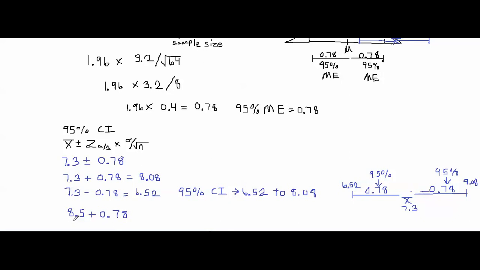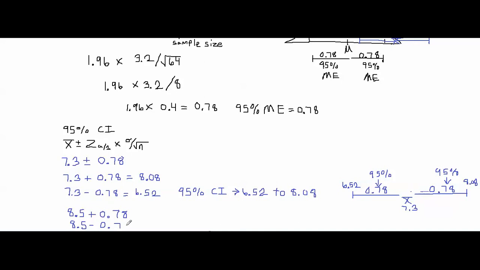So instead of creating an interval around 7.3, I'd be creating an interval around my new sample mean of 8.5, which would mean that the entire confidence interval would change. So just like how the sample mean changes from one study to the next, the confidence interval will change from one study to the next.